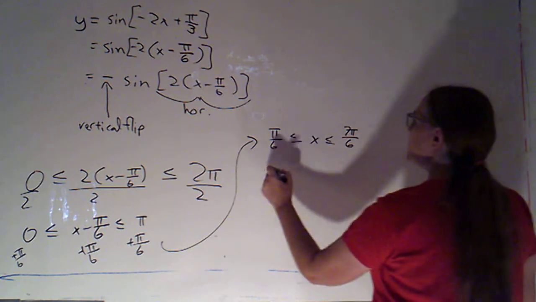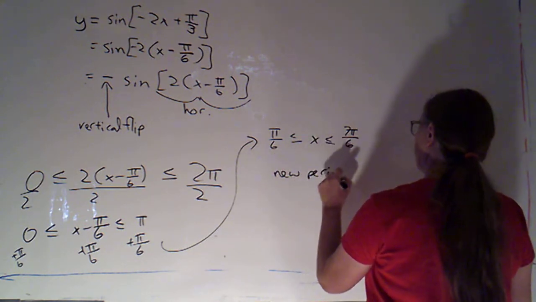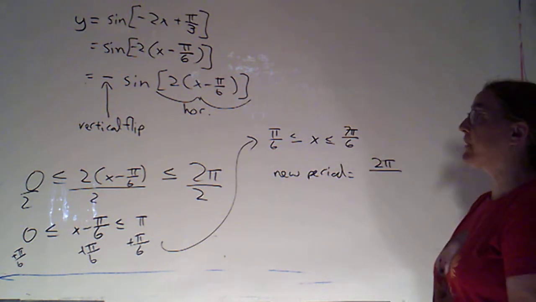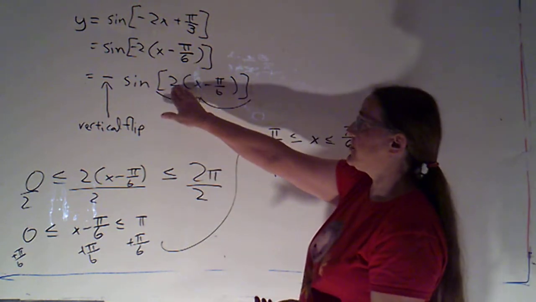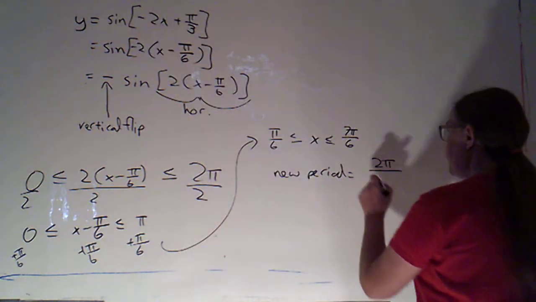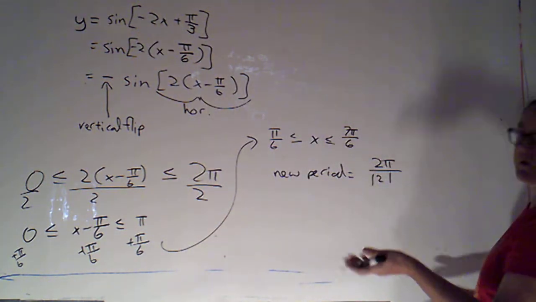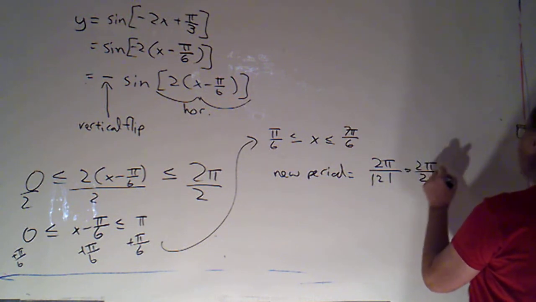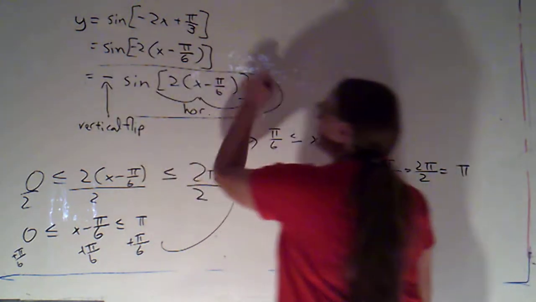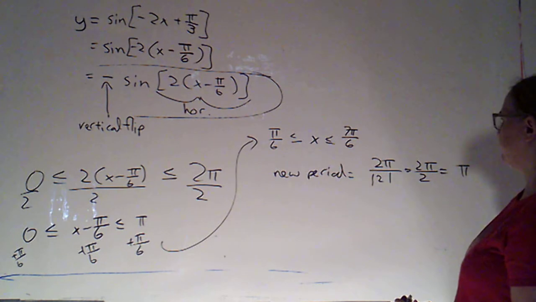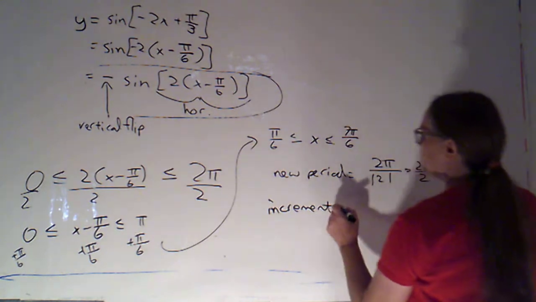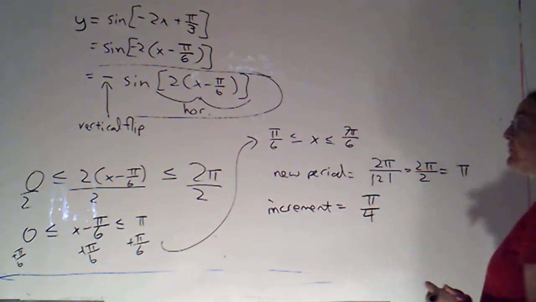Okay, so what's the new period? Well, it's the original period divided by the absolute value of whatever I was multiplying by. If I use this version, I'm dividing by 2. If I use this version or this version, I'm dividing by the absolute value of -2, which is the same as the absolute value of 2. Either way, 2 pi divided by 2, I'm going to get pi. Generally, once I've rewritten things, I'm just going to do everything working with that new version. Okay, so that means that the increment is going to be pi over 4.